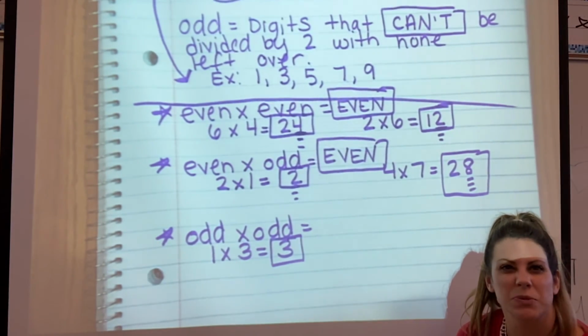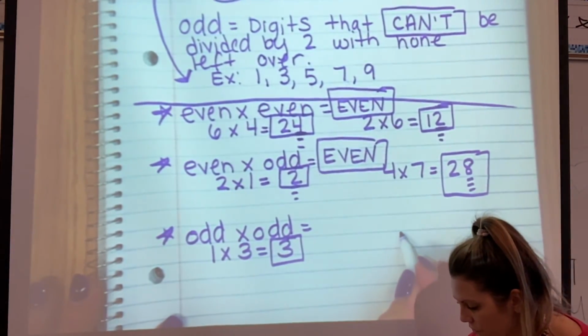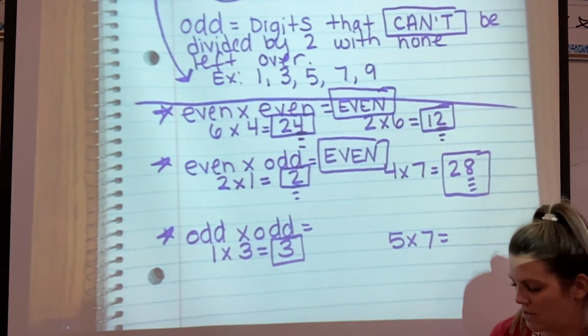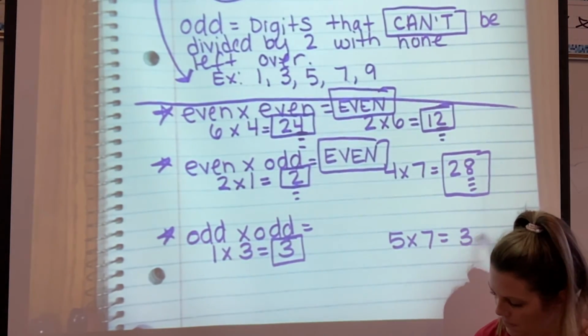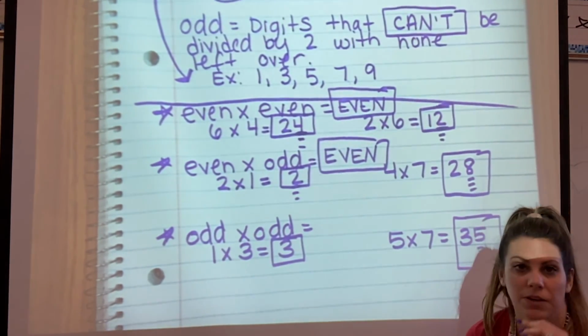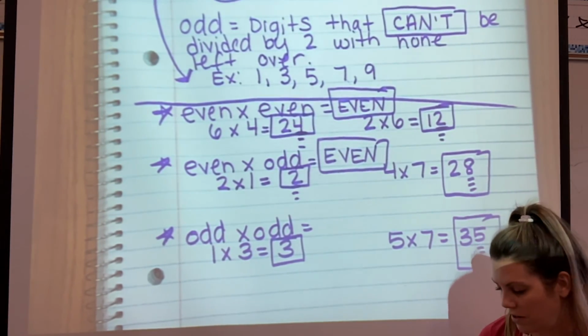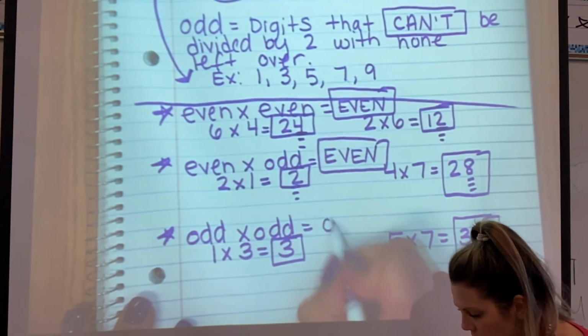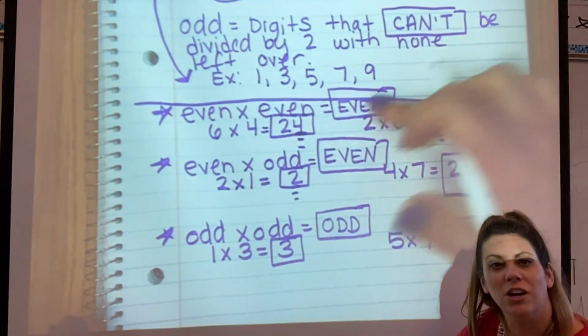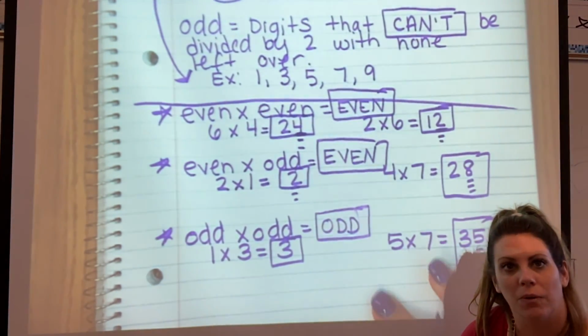All right, we always want to try 2. Let's do 5 times 7. What's 5 times 7 equal? 35. We're looking in the ones. Is 5 even or odd? It's odd. So odd times odd equals odd. So these are our patterns we want to remember, okay, guys?